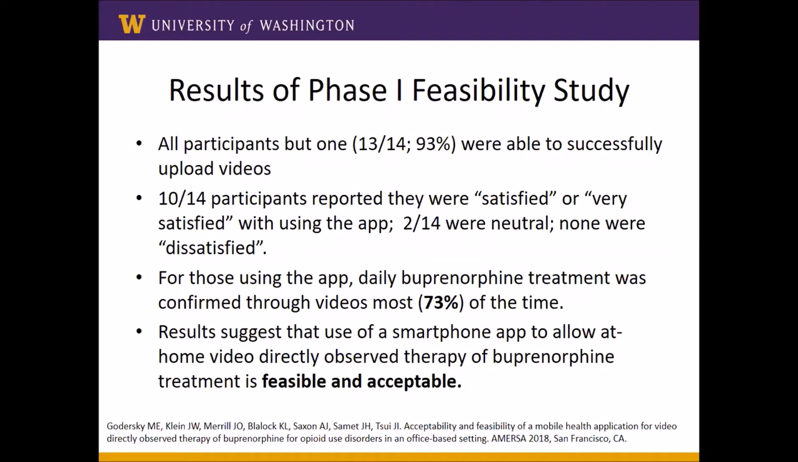And for those who were able to use the app, daily buprenorphine treatment was confirmed through videos 73% of the time. So the results of this study suggested that use of a smartphone app to allow at-home video directly observed therapy of buprenorphine treatment is both feasible and acceptable.